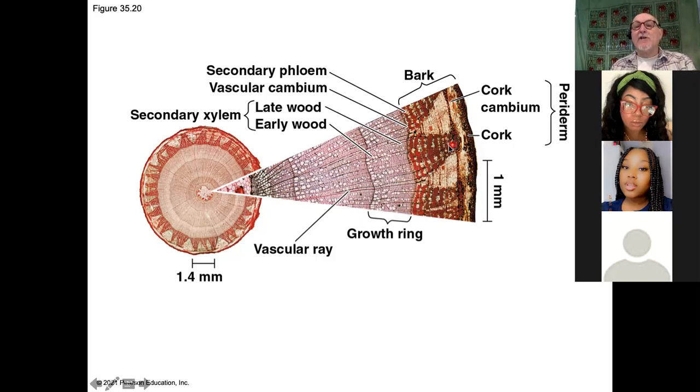Eventually, the growth becomes so extensive that this will be crushed into the cork. Here's the cork cambium, and this is cork here. If I was to strip the bark, this is what would come off. It would come off all the way from the vascular meristem, the vascular cambium, all the way to there. That would be what constitutes the bark. The bark is not just the cork, it's all of this tissue as well.